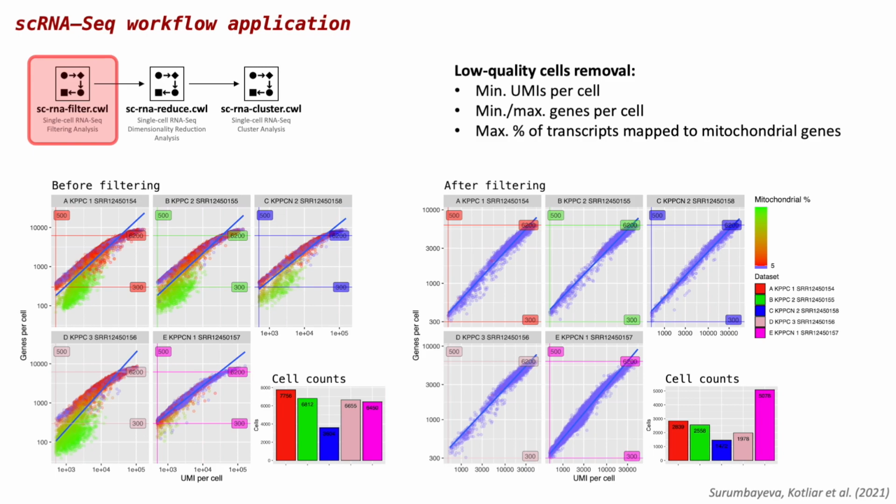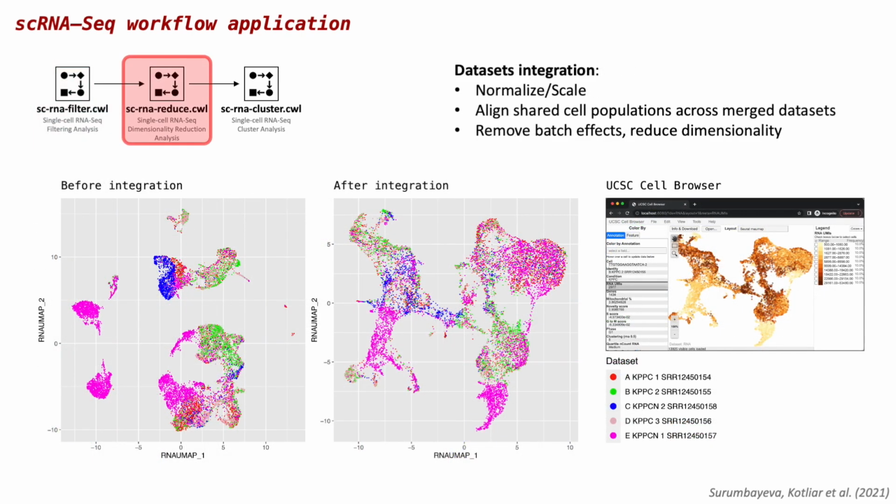Here we see some of the figures produced by the first step of the data analysis workflow. The aim of that step was to remove low-quality cells based on the calculated QC metrics. These plots show genes versus transcripts per cell correlation, as well as the total number of cells per dataset before and after filtering. The next step was to integrate datasets together and reduce dimensionality.